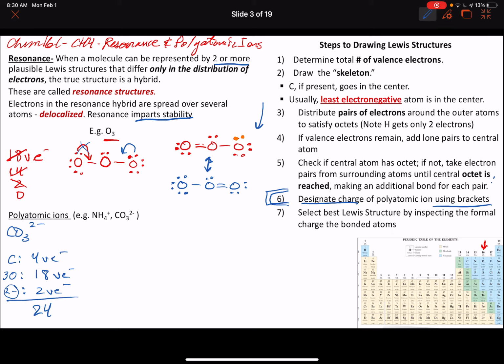Least electronegative element in the middle, carbon. More electronegative elements, oxygen, at the periphery.